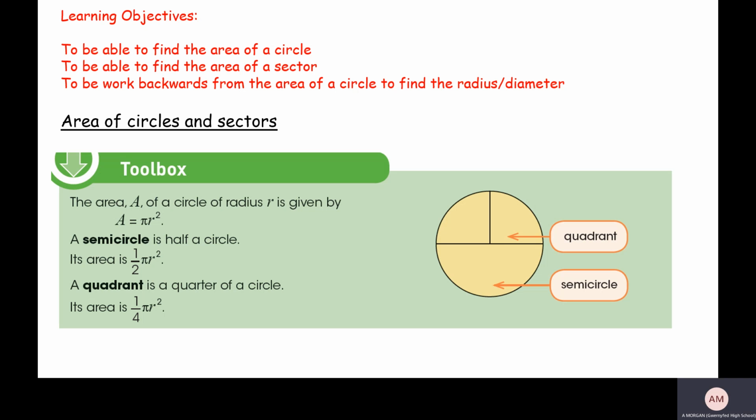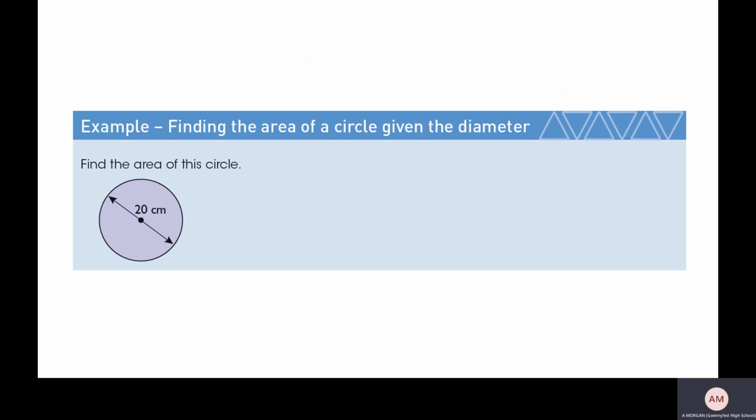Okay, so let's have a look at an example. We've got some information here and we want to find the area of this circle. So we've been given the diameter. The dot in the center shows you the center of the circle, and the line goes from the edge of the circle through the center to the other edge, so we notice the diameter, and we're given that it's 20.